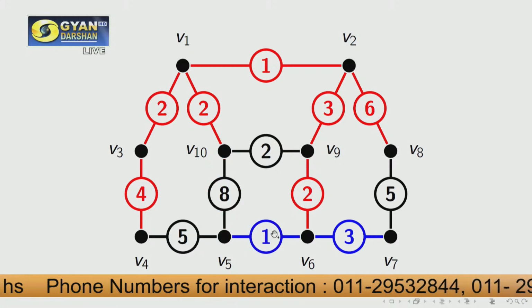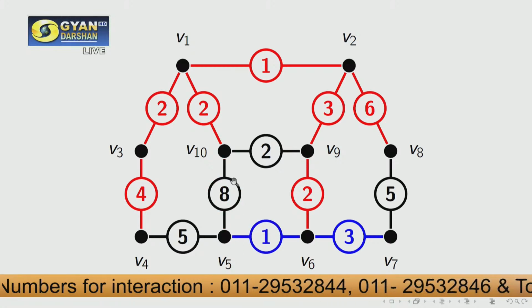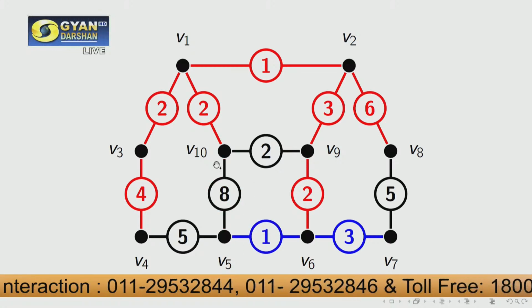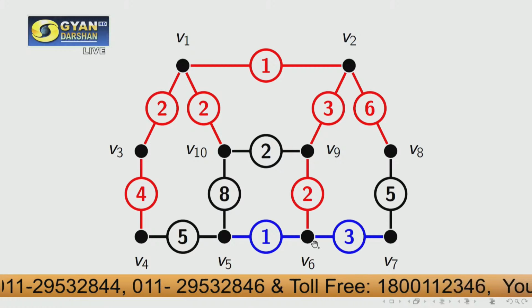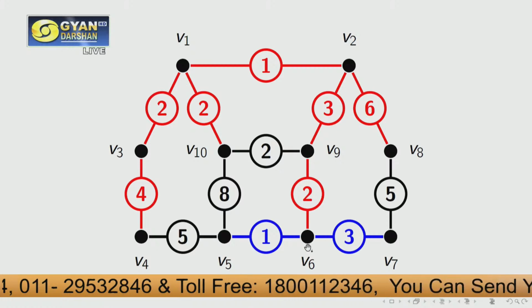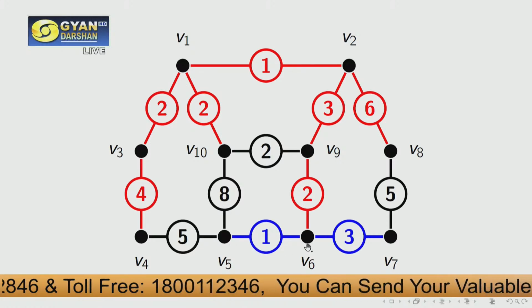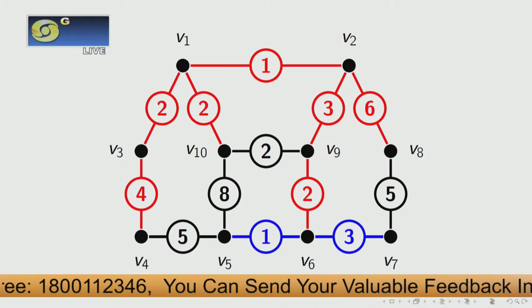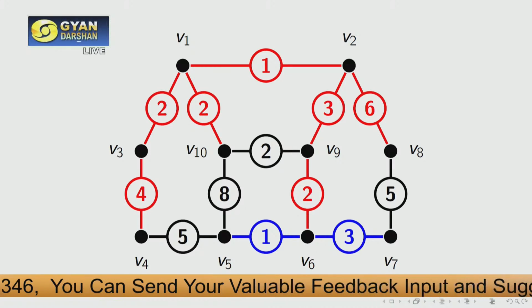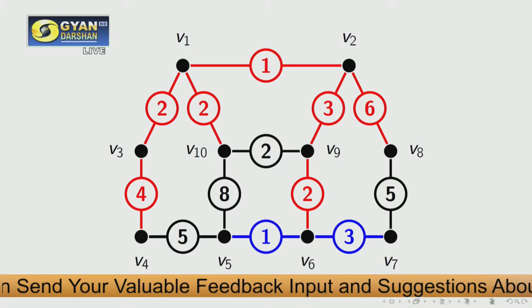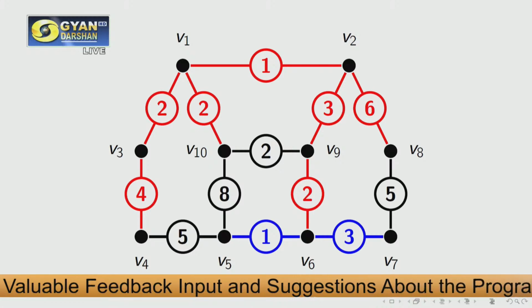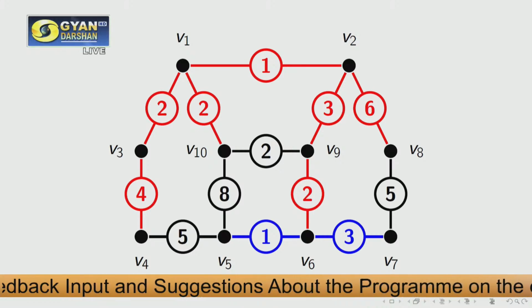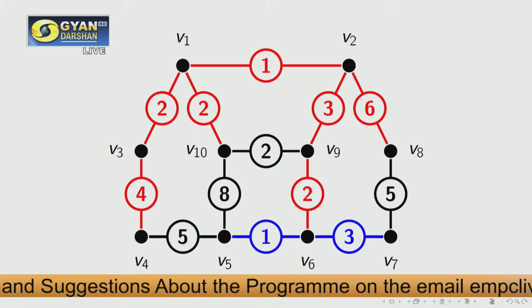So this is the tree that we get after removing V5 V10 and adding V5 V6. So this way you can actually get smaller and smaller weight spanning trees. Now the fundamental question is, does there exist a smallest weight spanning tree? The answer is very simple.